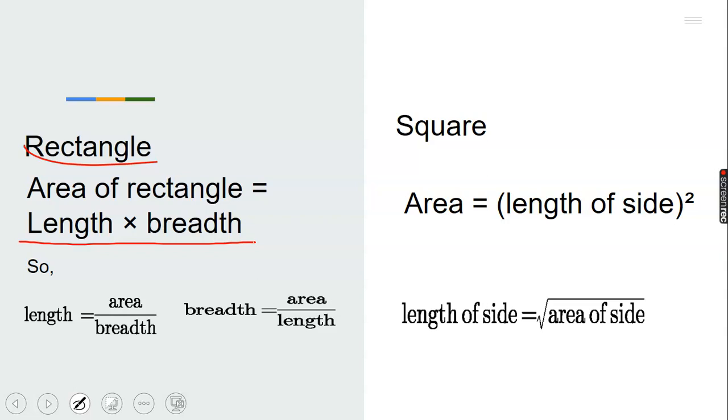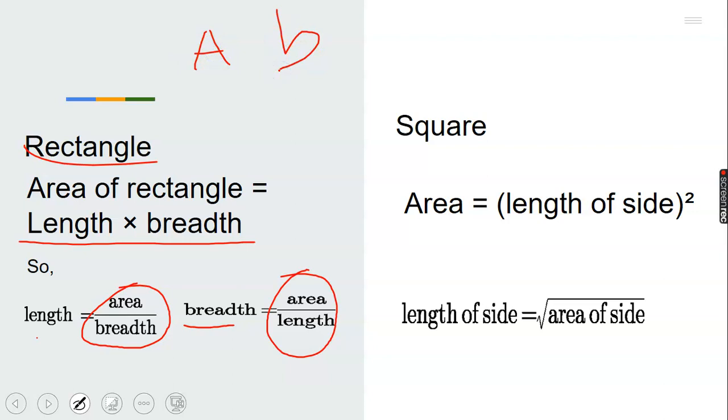Now, so we can also calculate length from area and breadth. We shall calculate our breadth from area and length, depending on which of the three we are given. Take for instance, if you are given area and breadth and length is missing, we divide area by breadth to get length. If we are given area and length and breadth is missing, we divide the area of the rectangle by the length to give us the breadth.